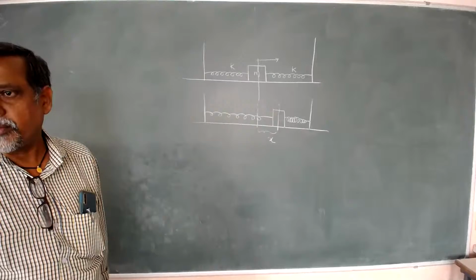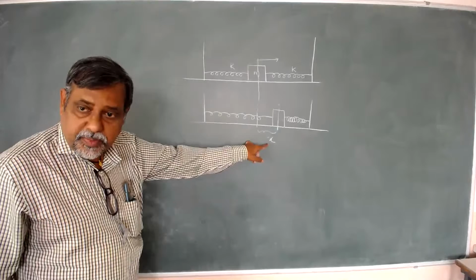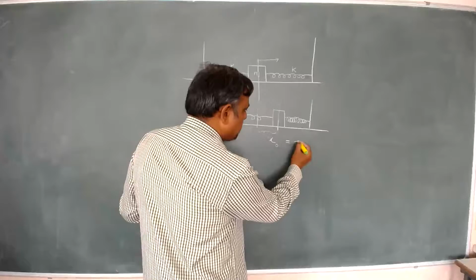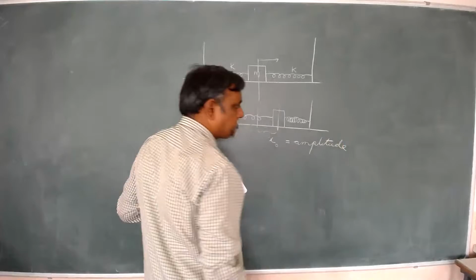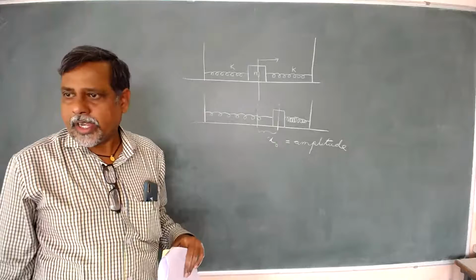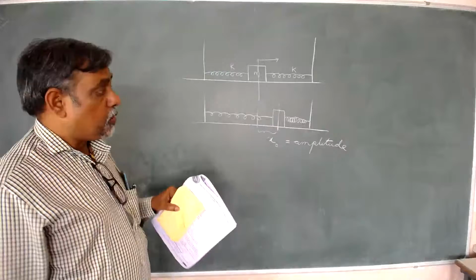During that oscillation, this displacement can be taken as the maximum displacement. The initial maximum displacement, x naught, is nothing but the amplitude. Amplitude means the maximum displacement shown by an oscillating or vibrating body. During these spring oscillations, x naught becomes the amplitude. And how do you write the equation for x naught?